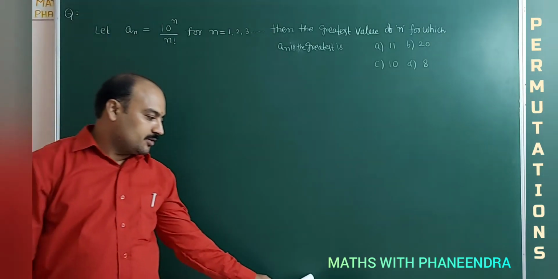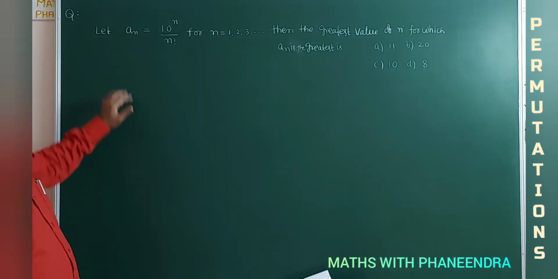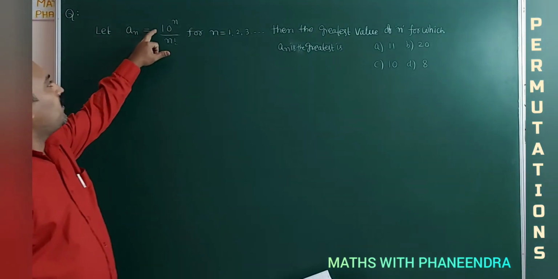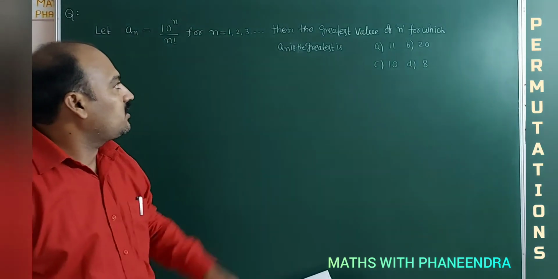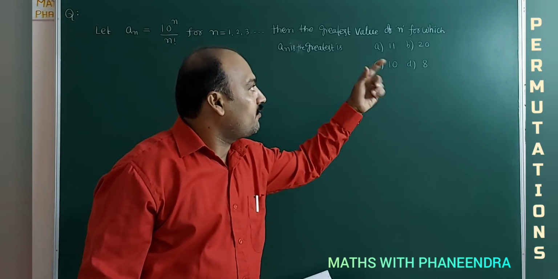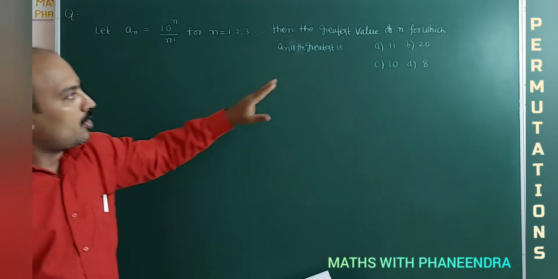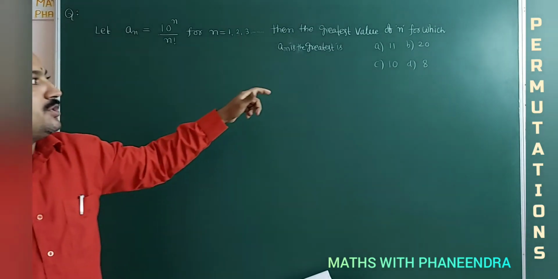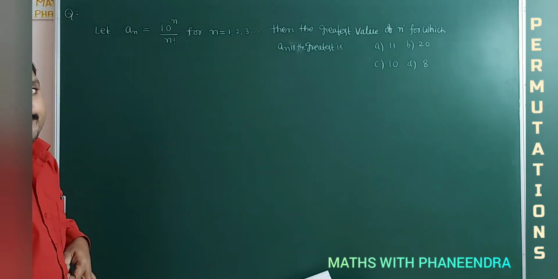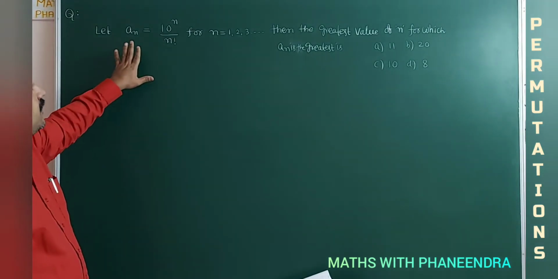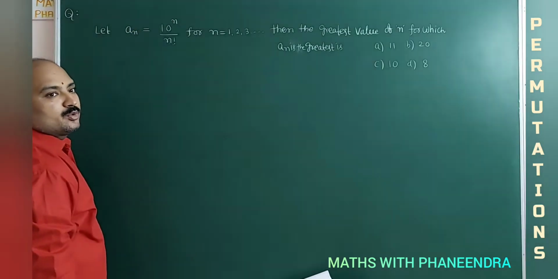The next question, dear students. Let a_n equal 10 power n by n factorial, for n equal to 1, 2, 3 and so on. Then the greatest value of n for which a_n is the greatest is: among the values 11, 20, 10, 8, which one is the greatest value? So for that, take the given condition, a_n equals 10 power n by n factorial.